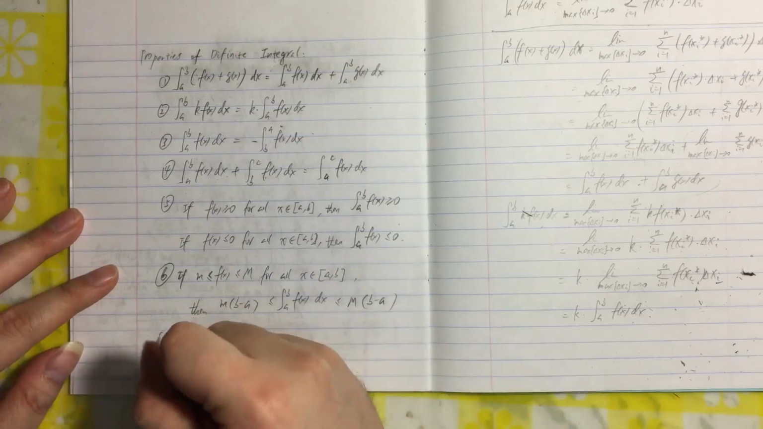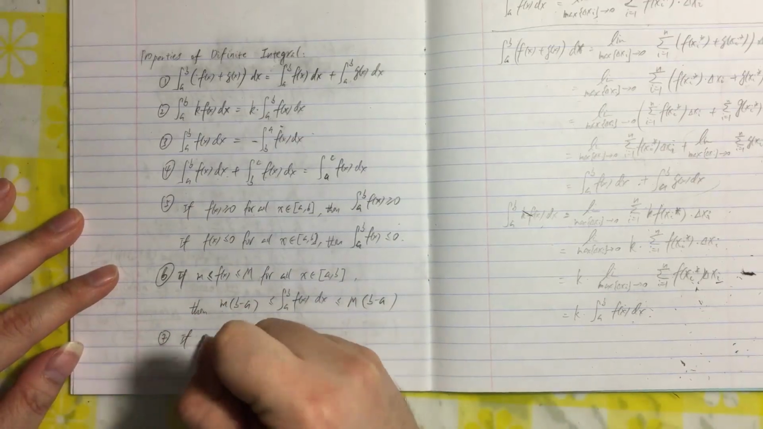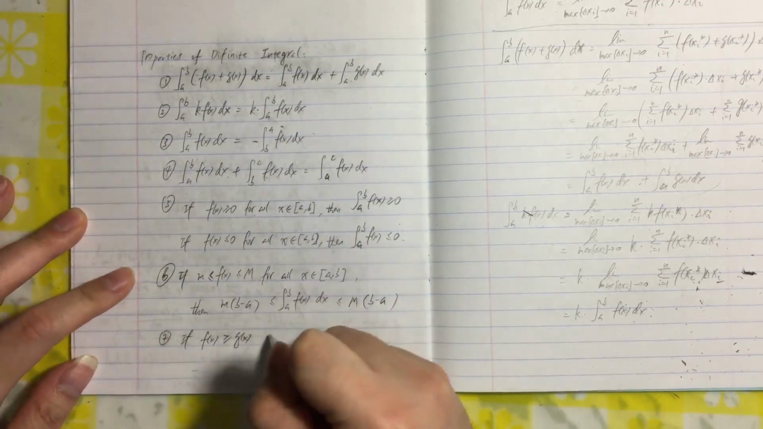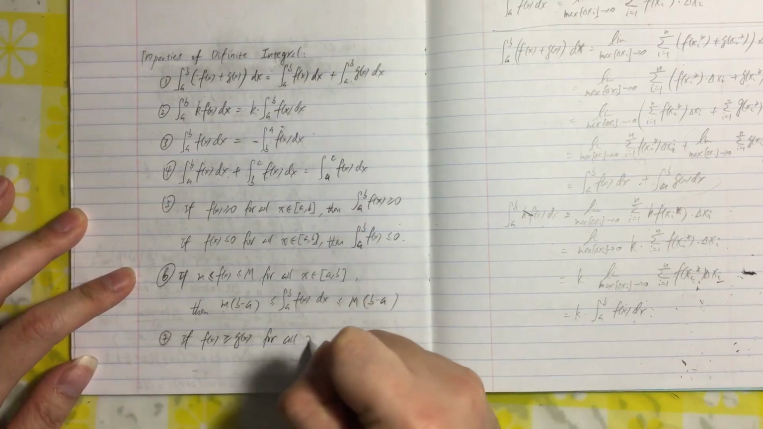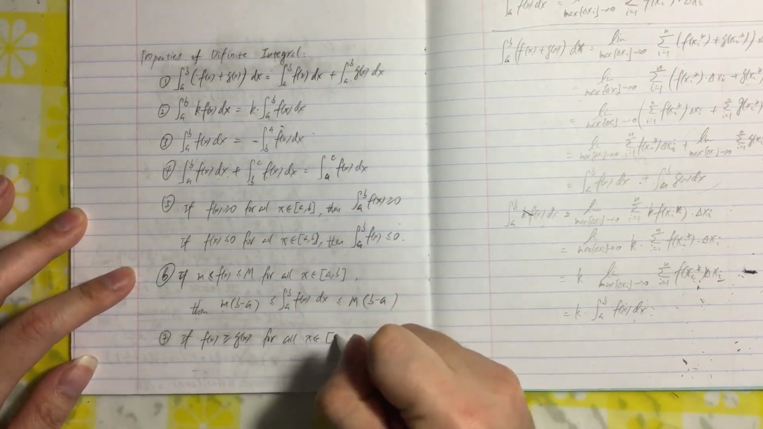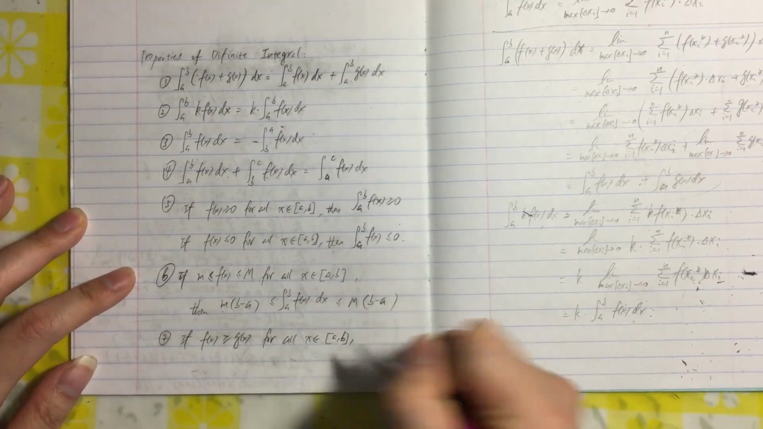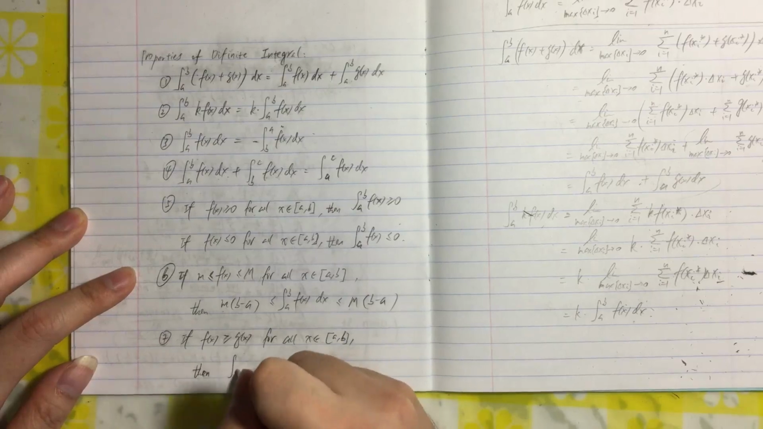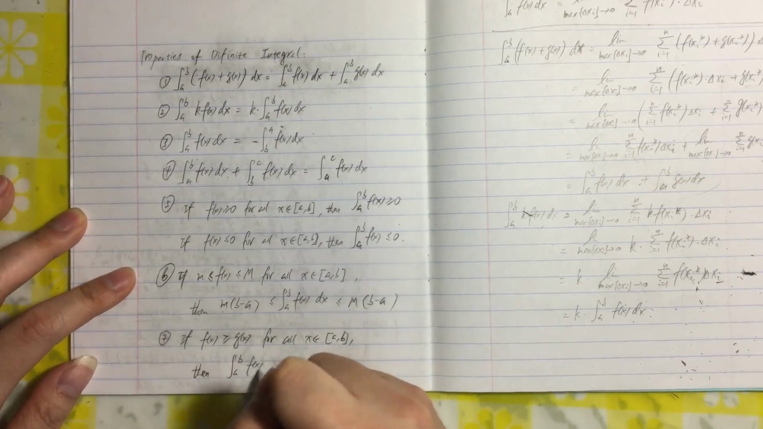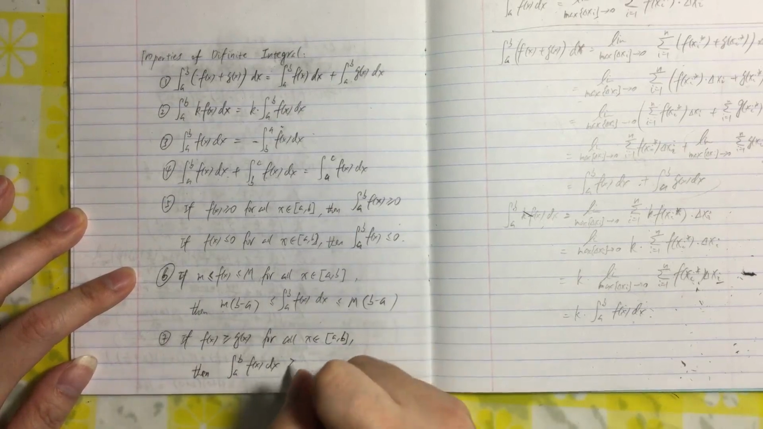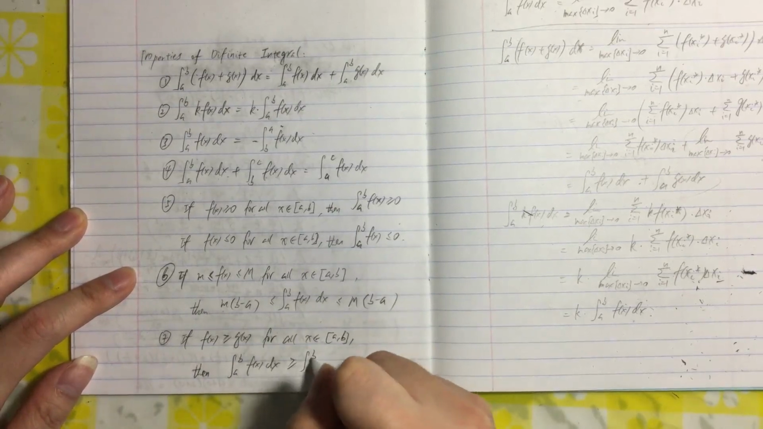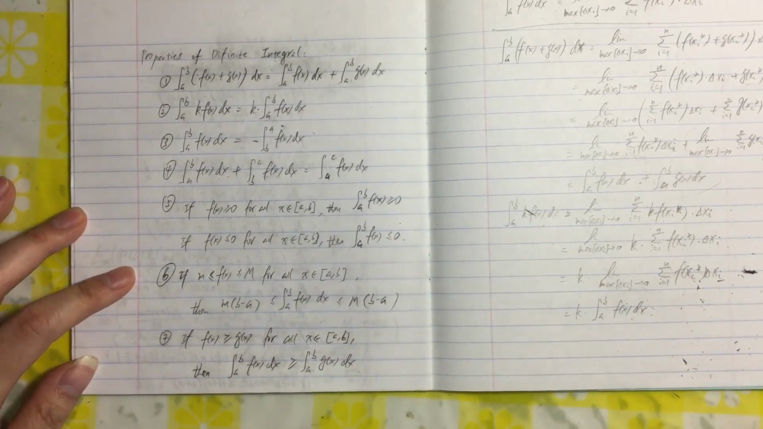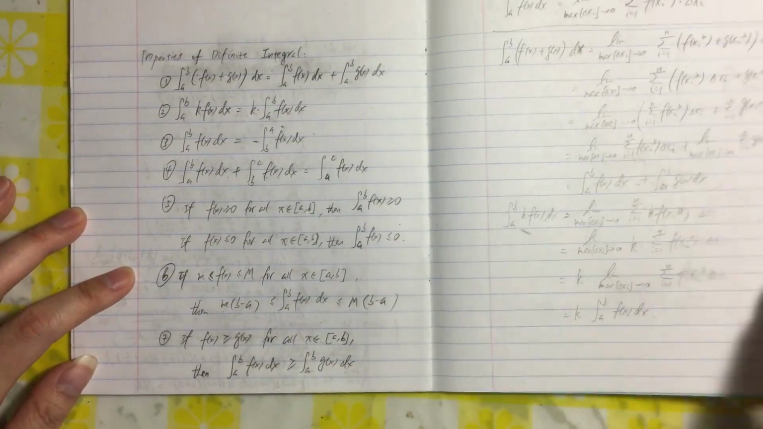Next property: if function f is greater than or equal to function g for all x in the closed interval from a to b, then the integral from a to b of f of x dx is greater than or equal to the integral from a to b of g of x dx. How does that make sense? Let me show you a picture first.